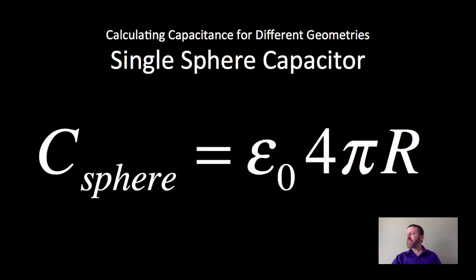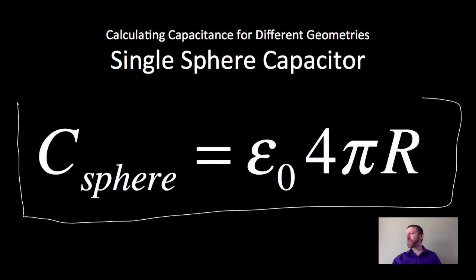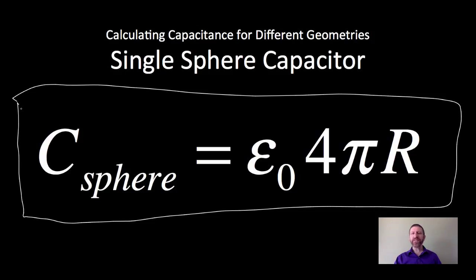So the capacitance of this thing, again, only depends on geometry. We have not yet shown an example of how it depends on materials. But capacitance of a single sphere is epsilon naught times 4 pi r. If you triple the radius of this sphere, you have effectively tripled the capacitance, meaning for the same voltage, you could have triple the amount of charge on there just by tripling that radius.